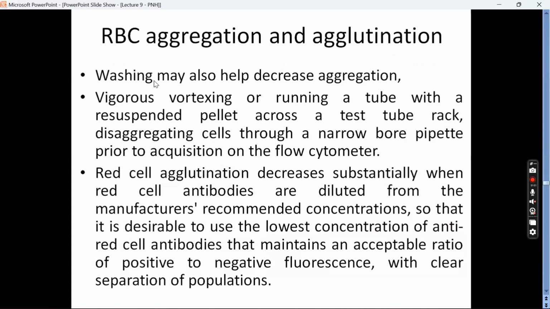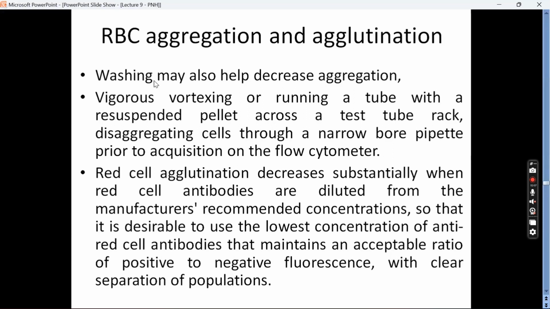Similarly, RBCs tend to get aggregated. When you add antibodies, glycophorin and CD59 or 55, these RBCs tend to aggregate. So when you wash it, the aggregates may decrease.